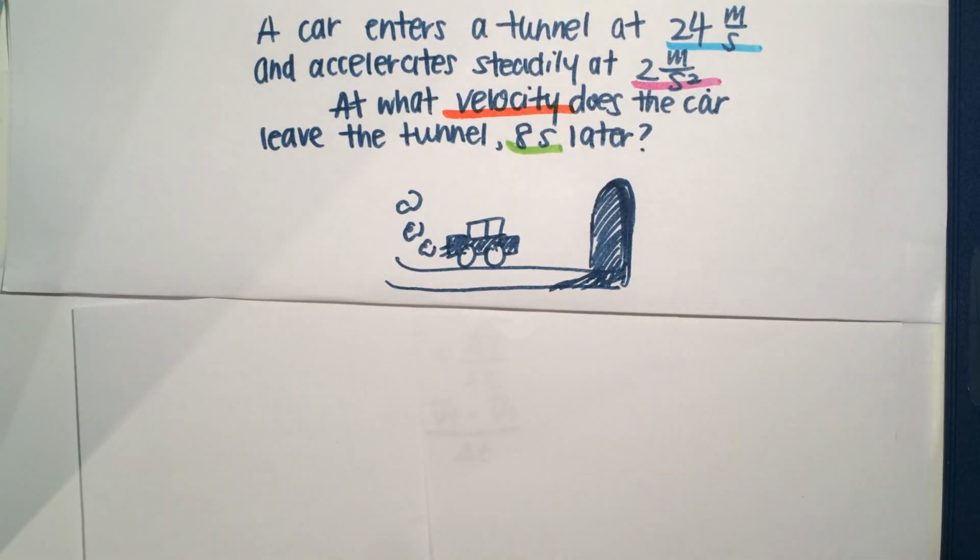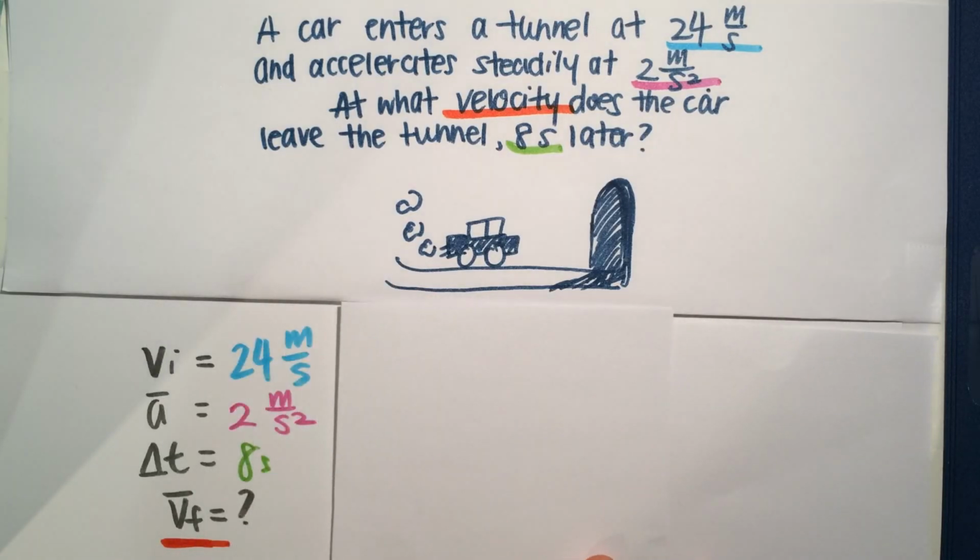So today we have a car that enters the tunnel at 24 meters per second and accelerates steadily at 2 meters per second squared. And the question wants us to find the final velocity at which the car leaves the tunnel 8 seconds later. So first, let's identify some key information from the question, which is here. We have the initial velocity, 24 meters per second, the acceleration, 2 meters per second squared, difference in time, 8 seconds, and we need to find the final velocity.